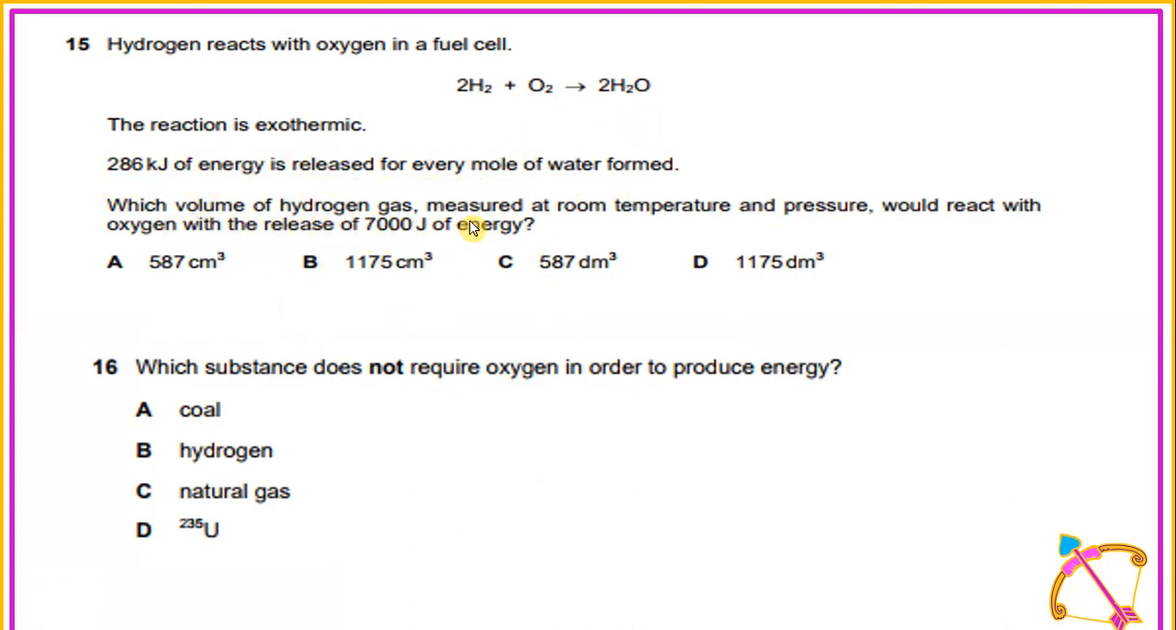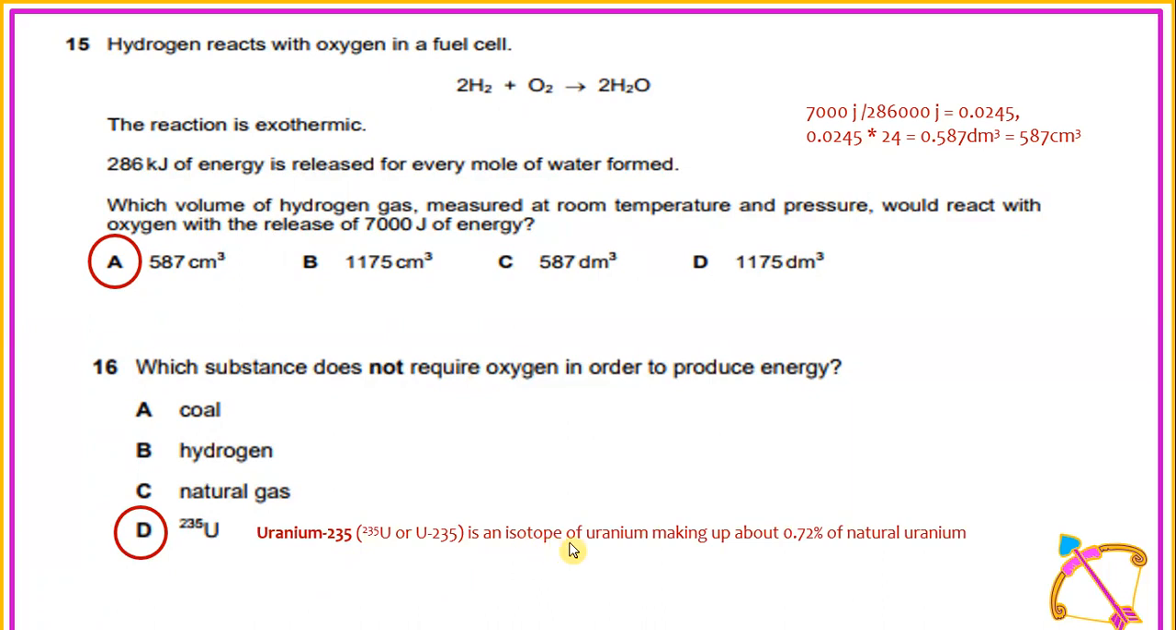Which volume of hydrogen gas measured at room temperature and pressure would react with oxygen with the release of 7,000 joule of energy? To get this value, you convert the 286 kilojoule to joule, then you have 7,000 joule divided by 286,000 joule, you get the value of 0.0245. And then to convert decimeter cube to centimeter cube, you will get 0.587 decimeter cube. When you change it to centimeter cube, you get 587 centimeter cube, which is the answer for A. Which substance does not require oxygen in order to produce energy? The answer will be uranium-235.